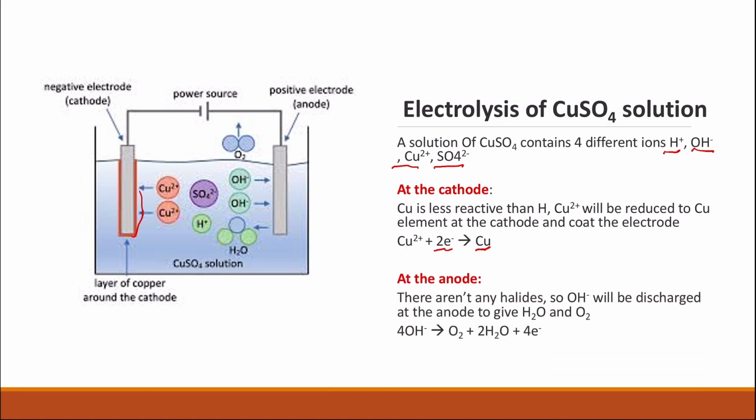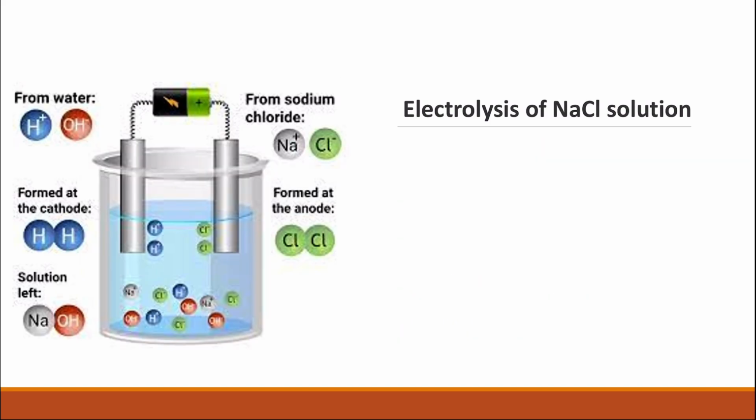At the anode, there aren't any halide, we have the sulfate and we have the hydroxide. So the hydroxide will have the priority now. It's the one that's going to be oxidized at the anode, and the hydroxide will be oxidized to give you water and oxygen. Four hydroxide ions will give you oxygen plus water plus 4 electrons. And this is how the electrolysis of copper sulfate will happen.